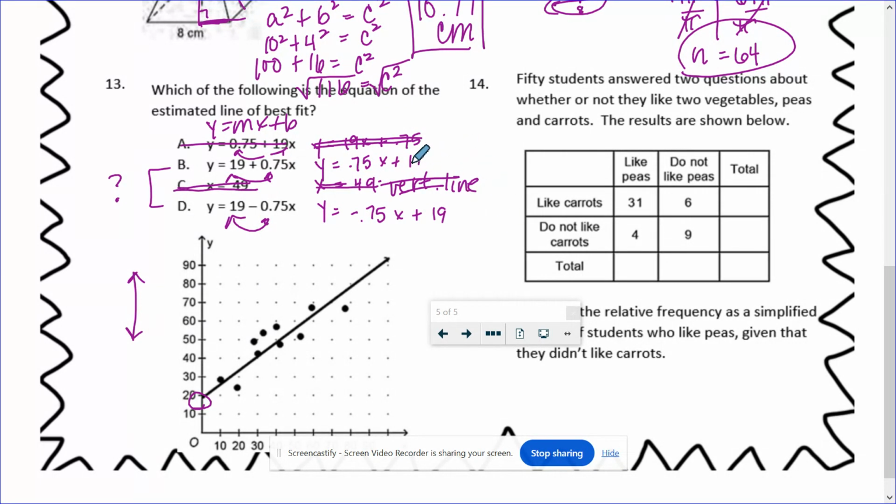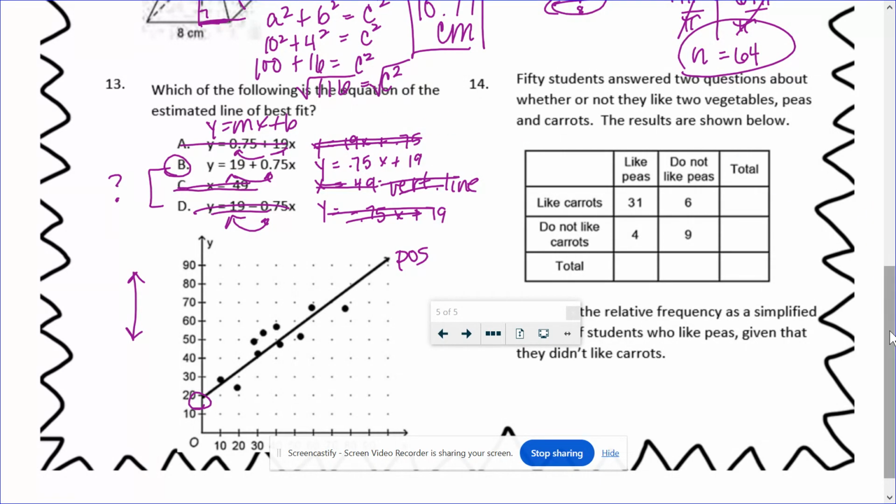So they both have an initial value of 19. So I can actually rule out letter D also. I can rule this one out because it has a negative slope. And this line has a positive slope. Remember, if it's going in this direction, it's positive. So there's my answer, letter B.